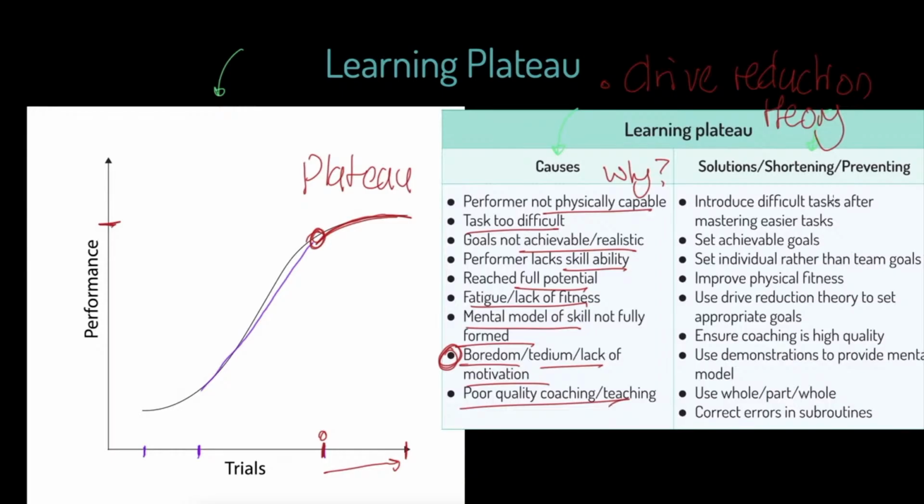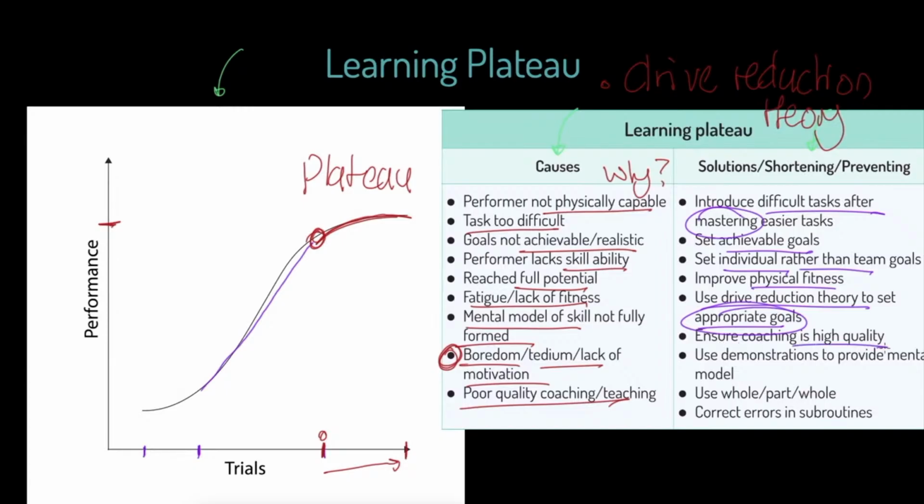Look, if we don't teach them properly, of course they're going to plateau because they've got nowhere to go with it. Now, we're going to focus on the solutions. We want to introduce difficult tasks after mastery. So we master basics, go back to things like our fixed to variable practice environment. We master, then we move it on. We must have achievable goals, more of which in a second. We must set individual rather than team goals, or both. So it's not just that the team has to produce something, but each individual knows what they're individually responsible for and working towards. We should work on fitness so people can do this. Use drive reduction theory to set appropriate goals. So if somebody achieves the goal, set another goal which continues the challenge.